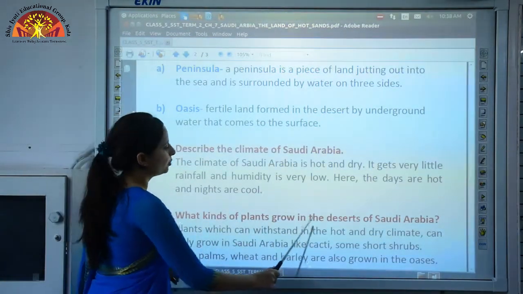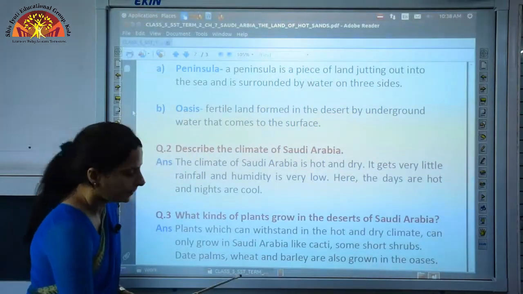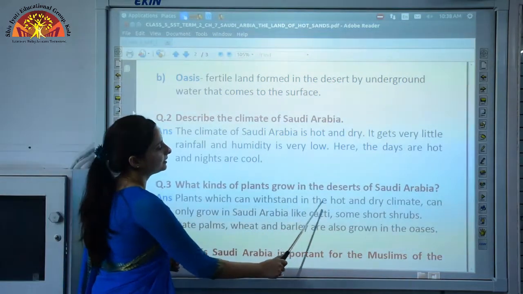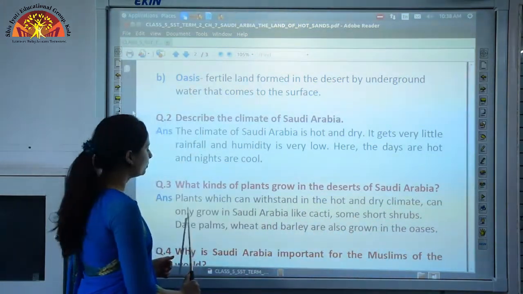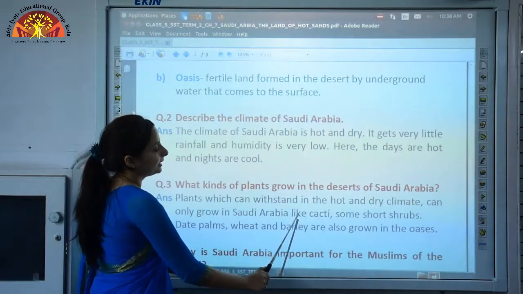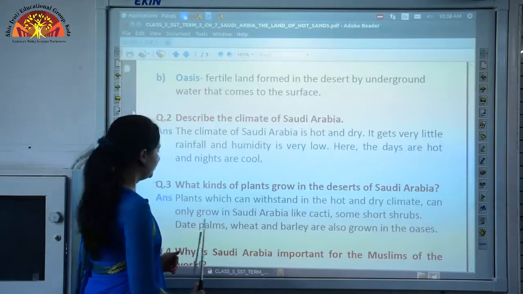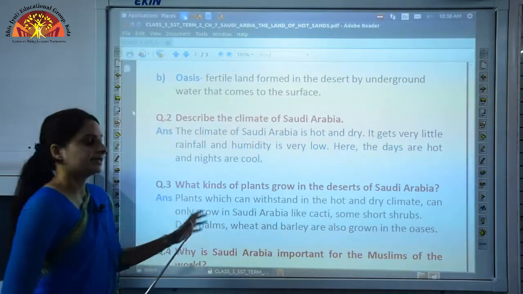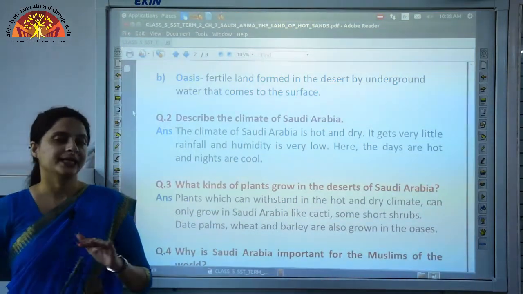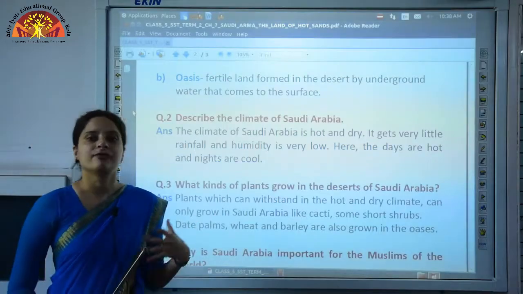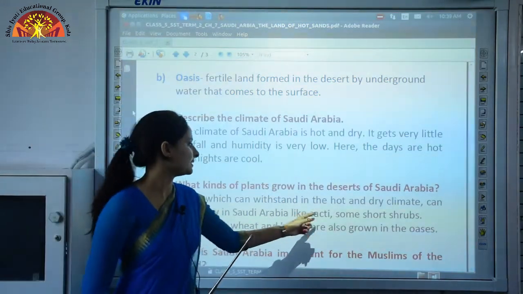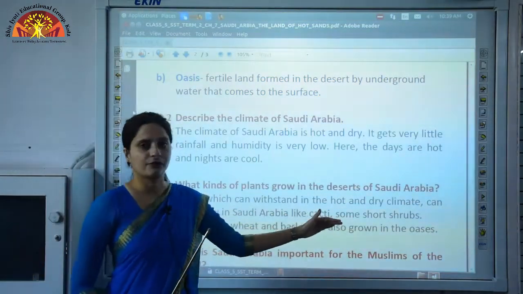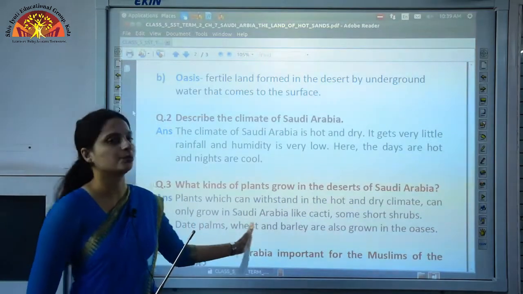What kinds of plants grow in the deserts of Saudi Arabia? As you know, over there only plants which can withstand the hot and dry climate can grow, like cacti, some short shrubs, and date palms, wheat and barley are also grown in the oasis. As the climate is hot and dry, it is completely a desert area, so plants which can withstand the extreme hot and dry climate, that is cacti and some short shrubs, you will find over there, and where you have the formation of an oasis, you will find the plantation of date palms, wheat and barley.